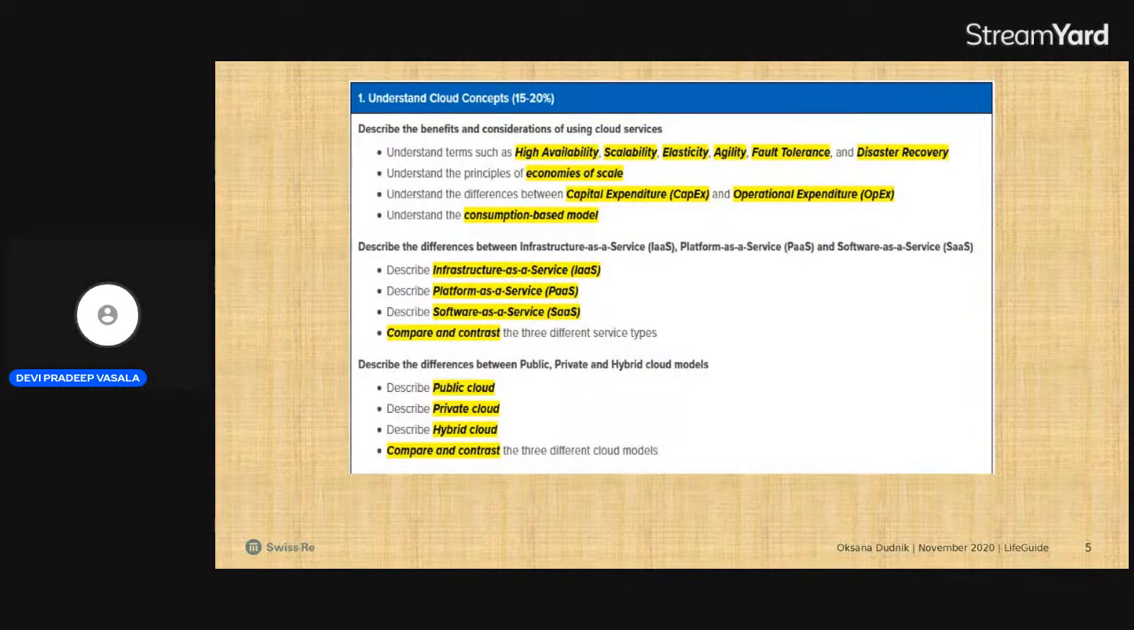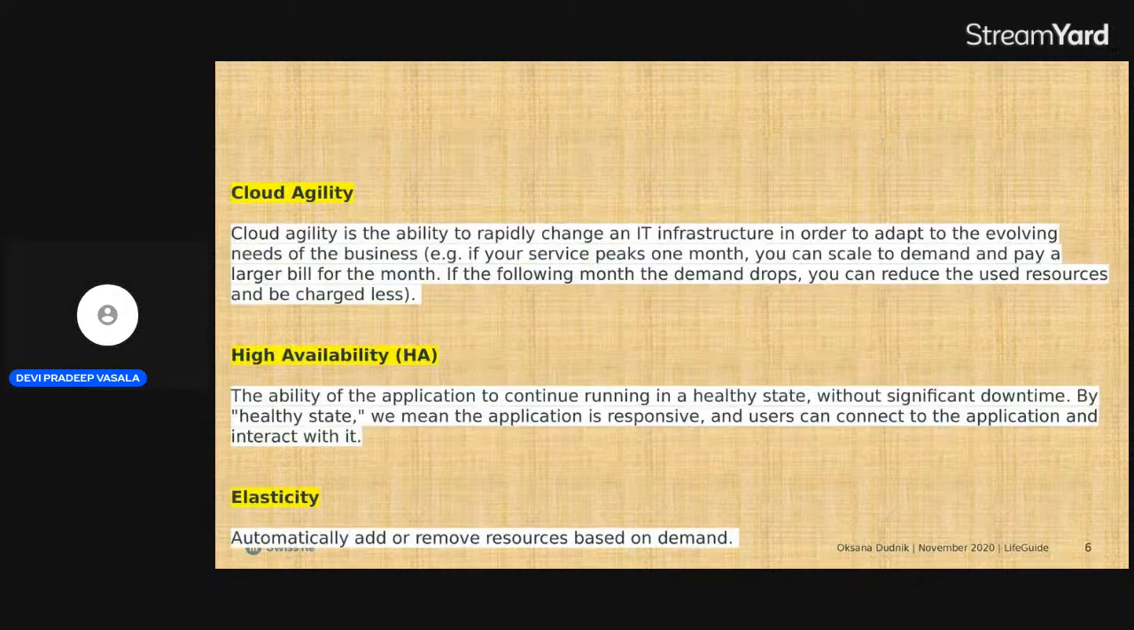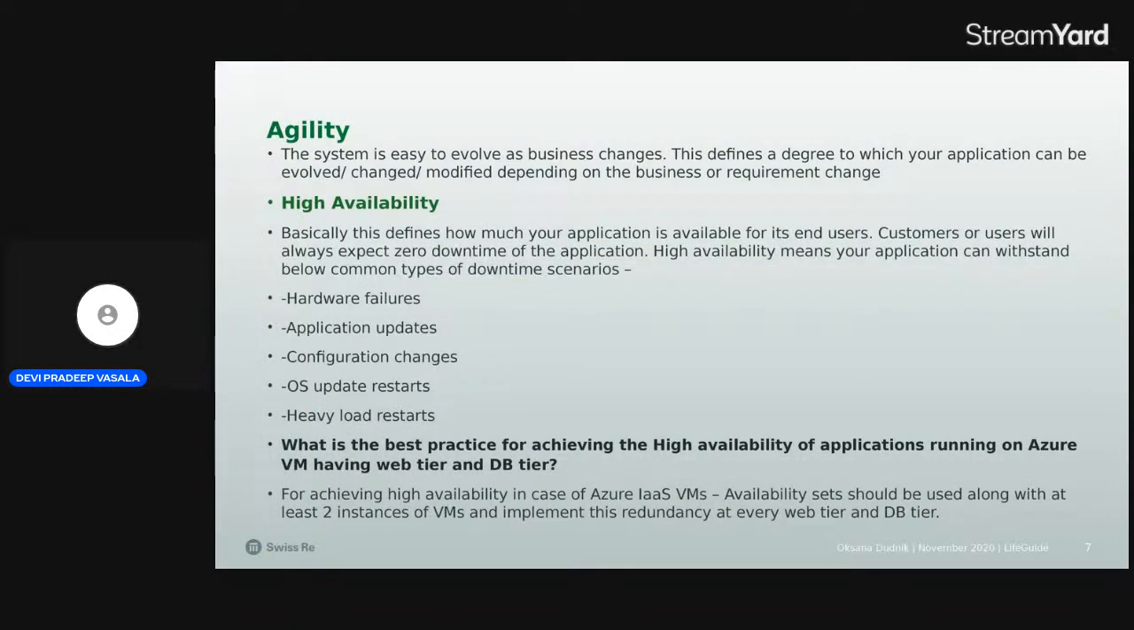Cloud concepts include what the benefits of cloud computing are, what the things involved in cloud computing are, what the consumption based model is, the services provided by cloud computing, and types of clouds. So these are the benefits: cloud agility, high availability, elasticity. Agility means the system is easy to evolve as business changes.